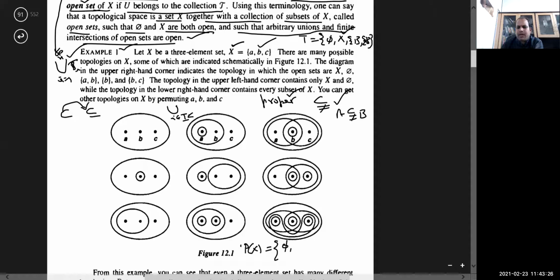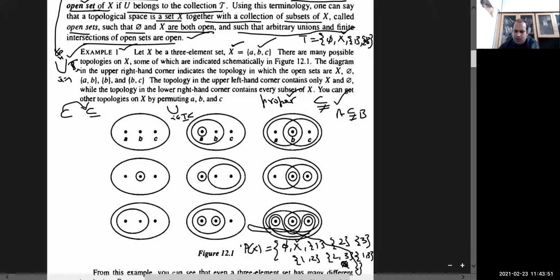So phi, X, all the singletons {1}, {2}, {3}, and then {1,2}, {2,3}, {1,3}. And then the full space X, {1,2,3}. Sorry, that is already there; X is already there. Okay, so this one is the power set.